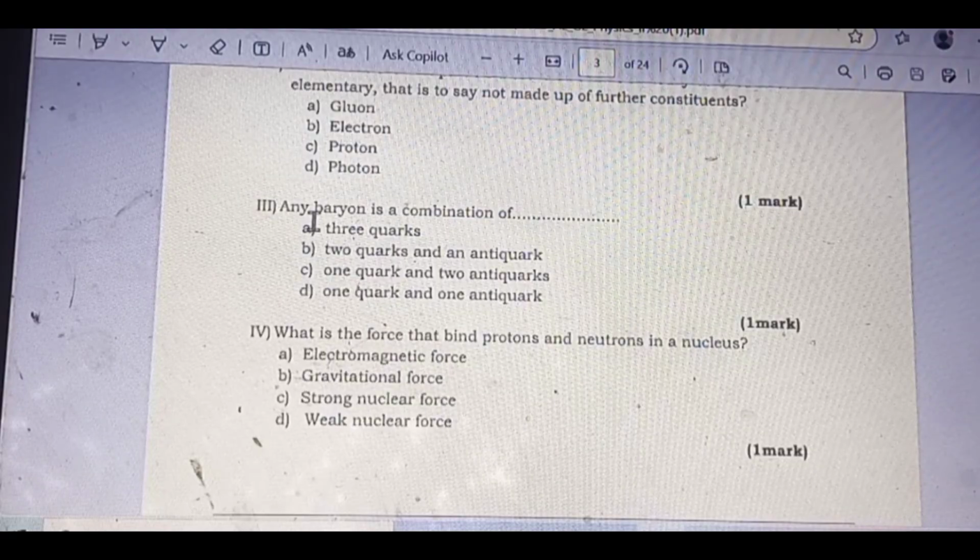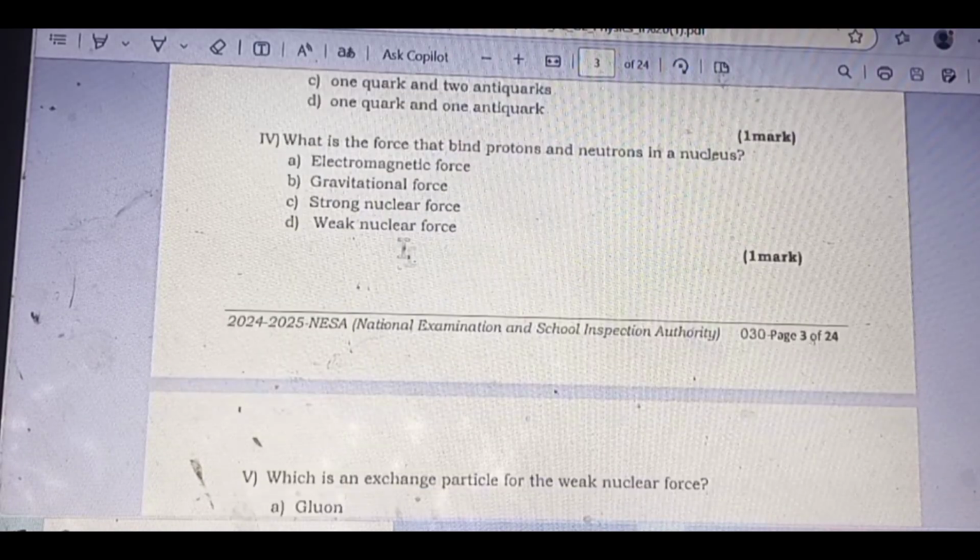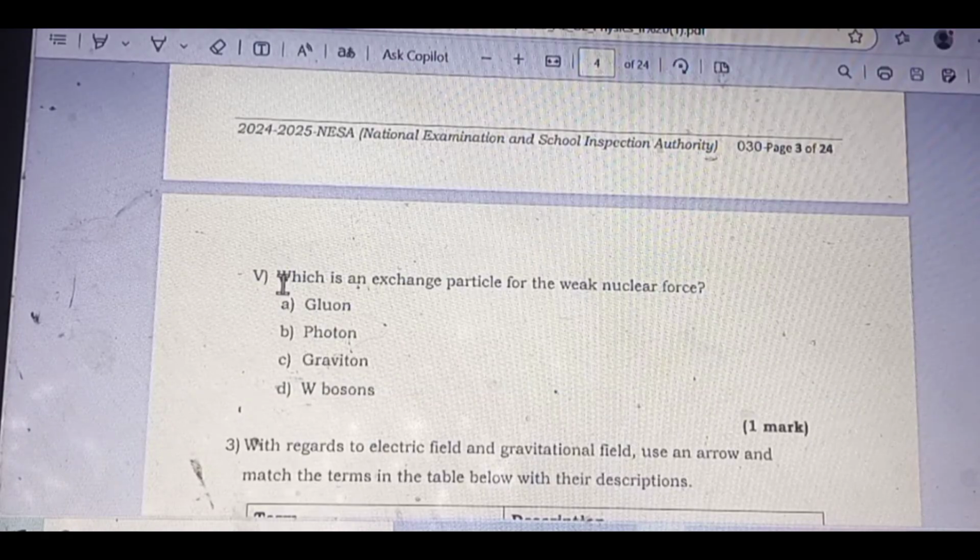III. Any baryon is a combination of. The correct option is A, 3 quarks. IV. What is the force that binds protons and neutrons in a nucleus? The best option is C, strong nuclear force. V. Which is the exchange particle for the weak nuclear force? The correct option is D, W boson.